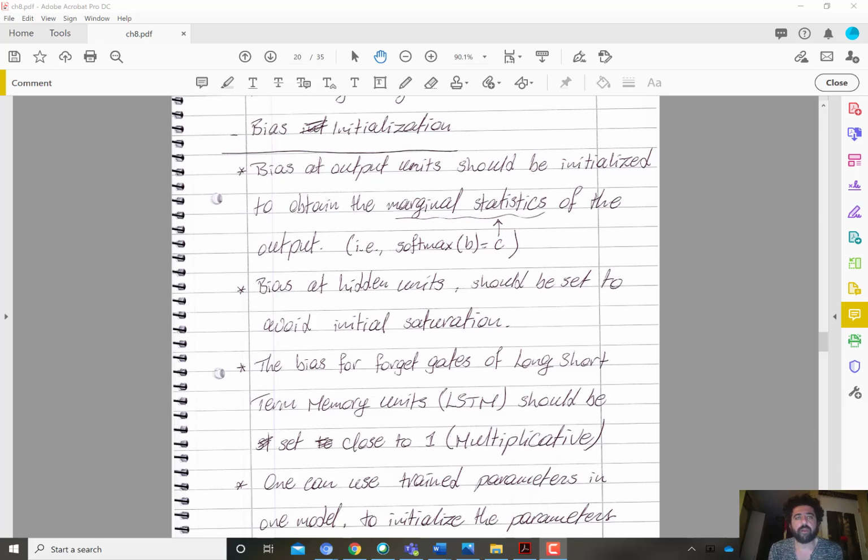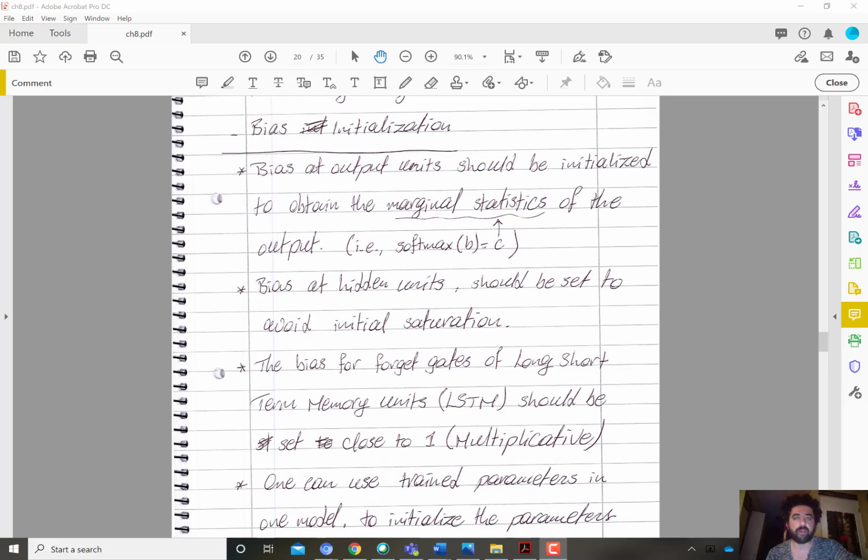Hi everyone. We discuss in this video the topic of bias initialization, which is basically how to initialize the bias units, not the weight parameters. And this is typically a much easier problem than initializing the weights. And the reason is basically twofold. The first part of the reason is that there are far fewer bias units than weight units, right?